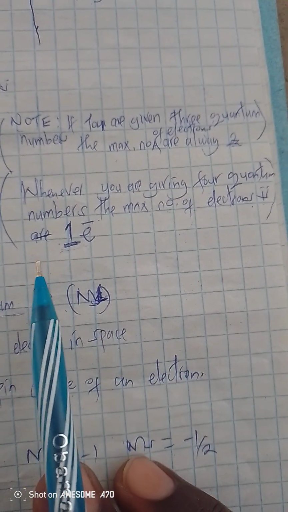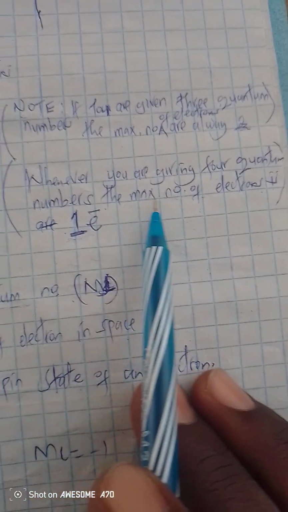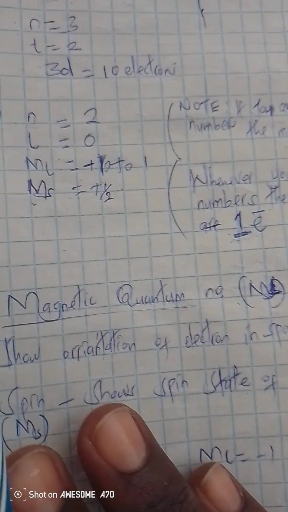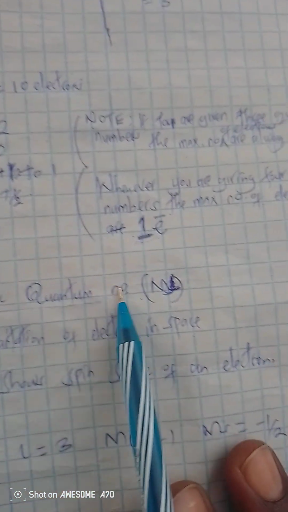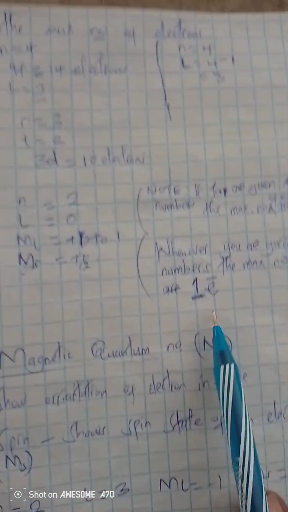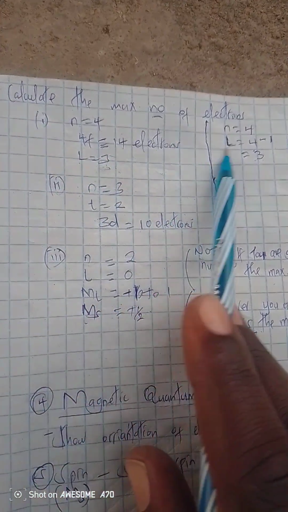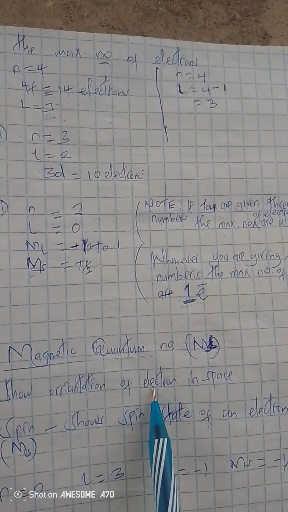Another thing that you should note down is that whenever you have been given 4 quantum numbers, now it has exceeded, now it is 4, umepewa hizi zote. The maximum number of electrons there is what? Is 1. That is as per the question here. Calculate the maximum number of electrons, and the questions are these ones here. So I hope that is clear.